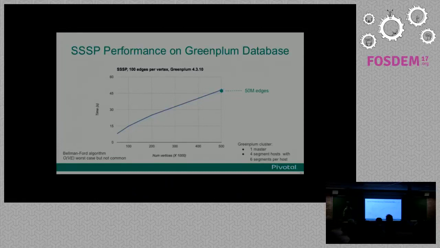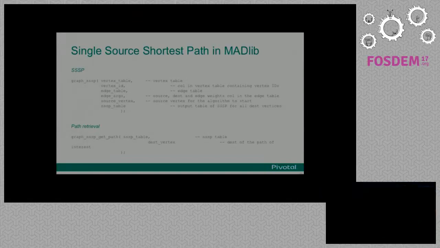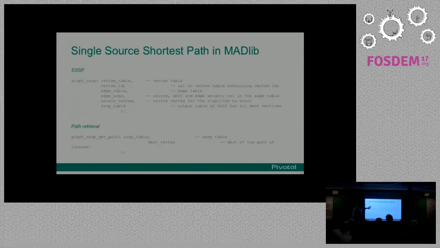This looks kind of faded, you probably can't see it from the back, but the way that you call it is in a select statement as well, right? There's a declarative, built-in function you call, graph SSSP. You give it a vertex table, a column where your vertex IDs are, and an edge table, you provide the source vertex, and it will generate the shortest path. And then from there, if you want to retrieve a particular path, there's a function to retrieve the path.